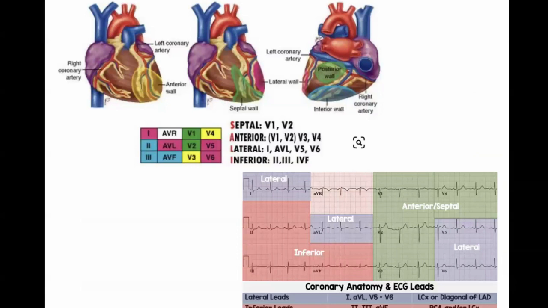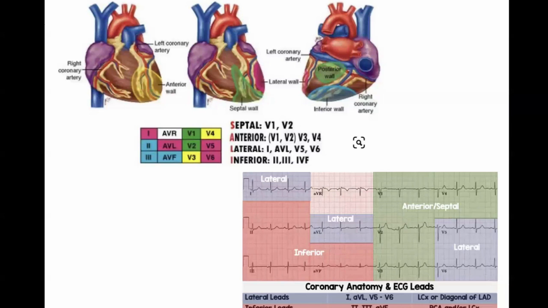Leads 1, AVL, V5, and V6 cover the left lateral part of the heart. Leads AVR, V3R, and V4R cover the anterior right side of the heart. Leads 2, 3, and AVF are classically known as the inferior leads. The remainder of the leads are known as anterior leads since they sit on the surface of the chest.